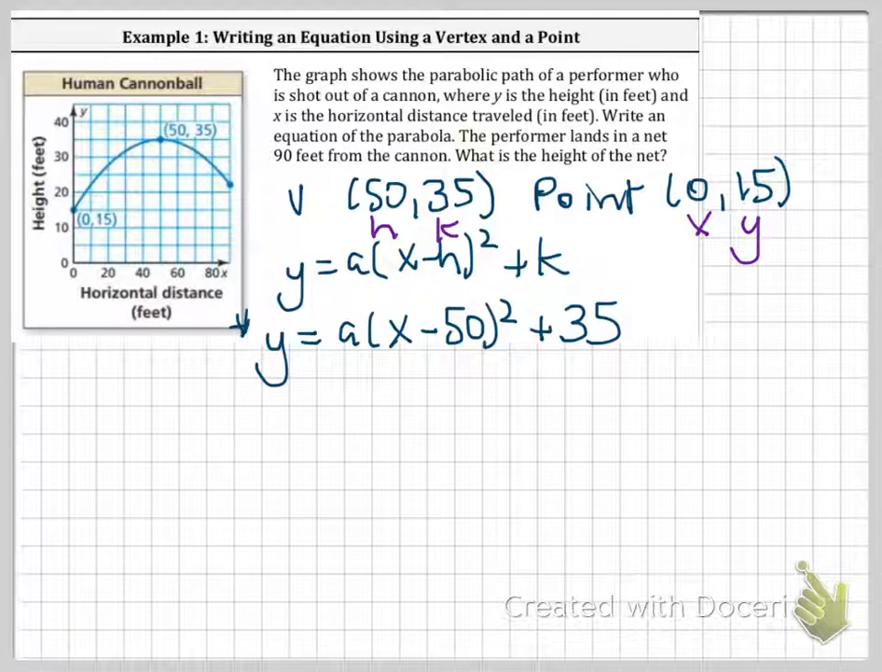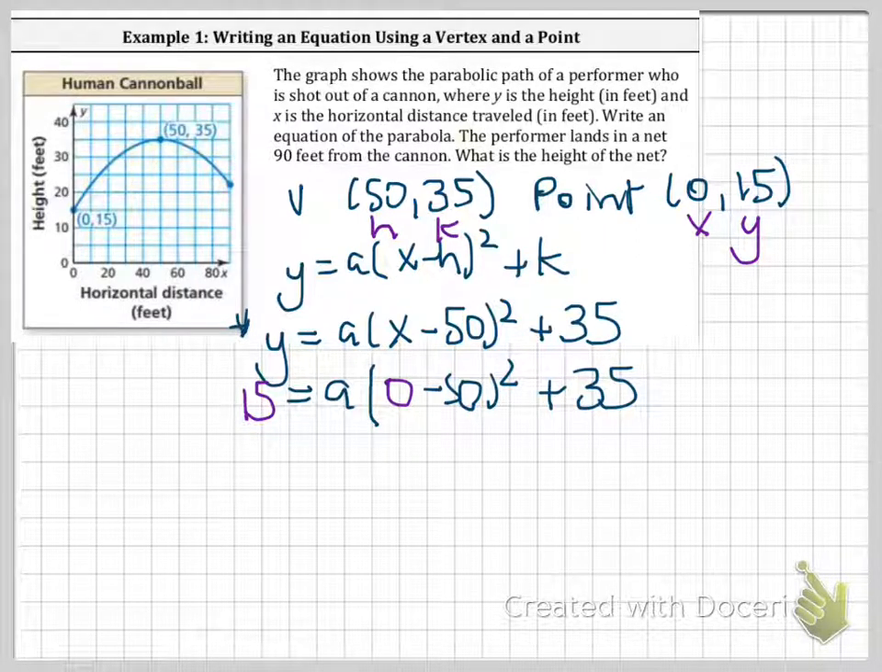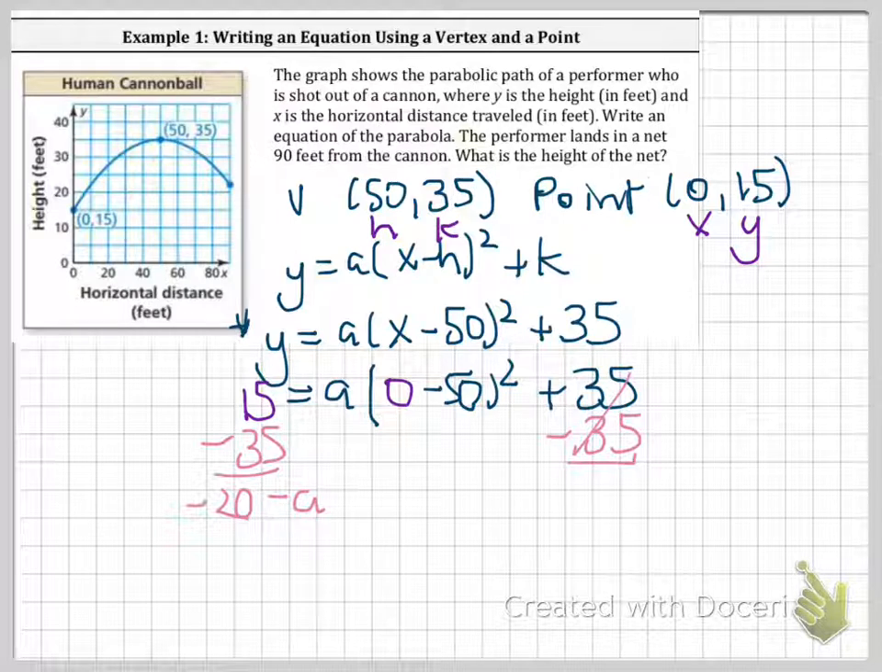So we have 15 equals a times (0 minus 50) squared plus 35. To start solving this, we'll go ahead and subtract 35 from both sides. So now we're left with negative 20 equals a times negative 50 squared.